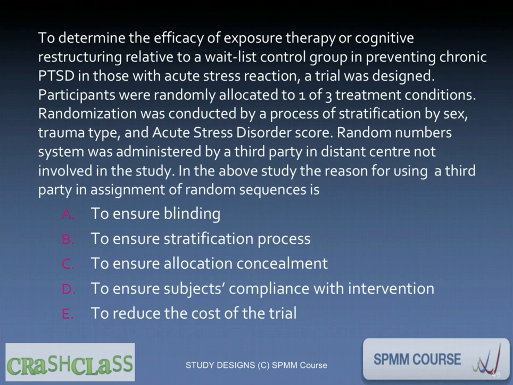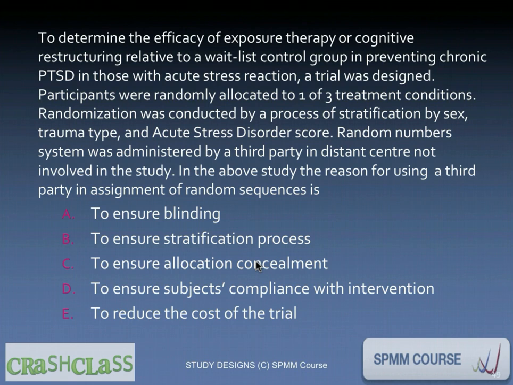In the above study, the reason for using a third party in assignment of random sequences is: A. To ensure blinding, B. To ensure stratification process, C. To ensure allocation concealment, D. To ensure compliance with intervention, E. To reduce the cost of the trial.